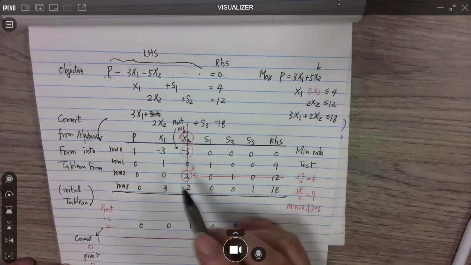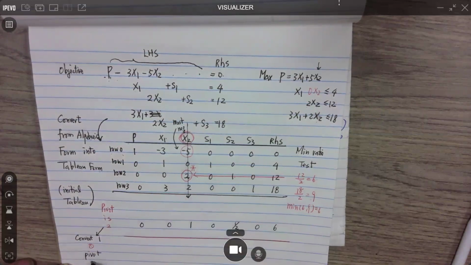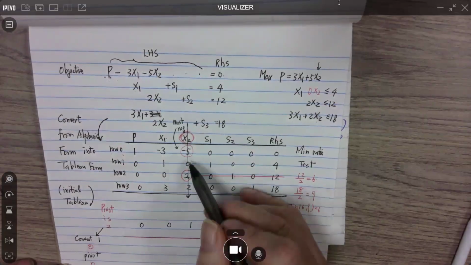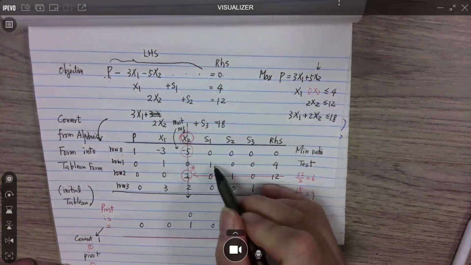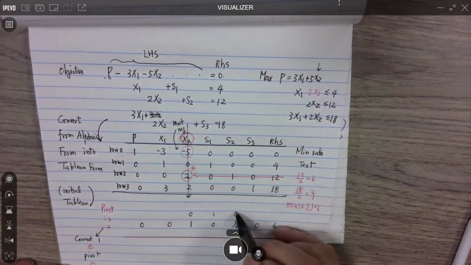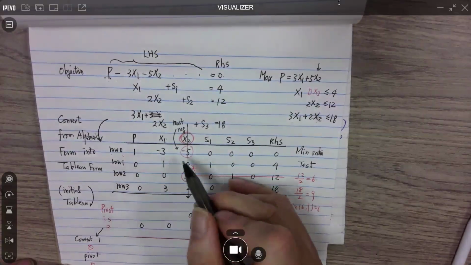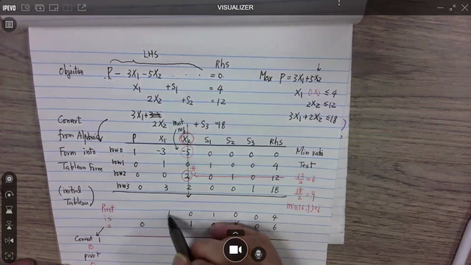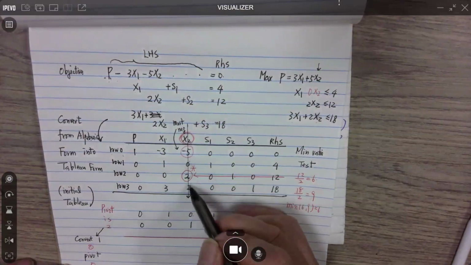So this is a pivot. Pivot becomes one. Anything above and below becomes zero. This one is zero already, so I don't need to do anything. I just copy zero. This is one. This is zero. This is zero. This is four. And this is one. This is zero. Because this is zero already, I don't need to do anything.